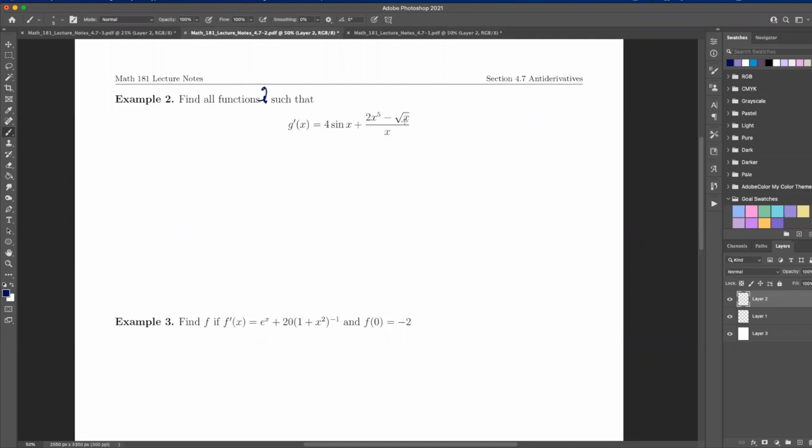Okay? So we want to find all functions, so we're going to have to add our plus c to this. So here, let's go ahead and simplify this. The first thing I would do is some simplification before we even do anything here. So here we'll have 4 sine of x. Can I divide this x from here and here? And the answer is yes.